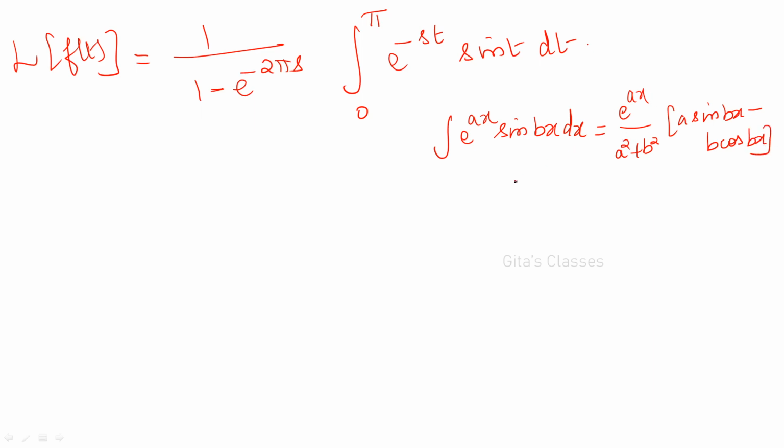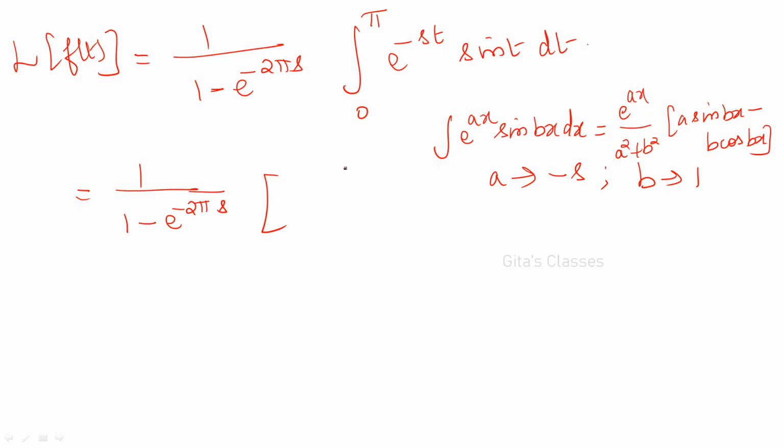So, in the place of a, what do you have? Minus s. In the place of b, what do you have? 1. Okay. Just substitute in this formula. So, this is equal to 1 by 1 minus e power minus 2 pi s into this integral of 0 to pi. 0 to pi, after integrating, we will substitute.